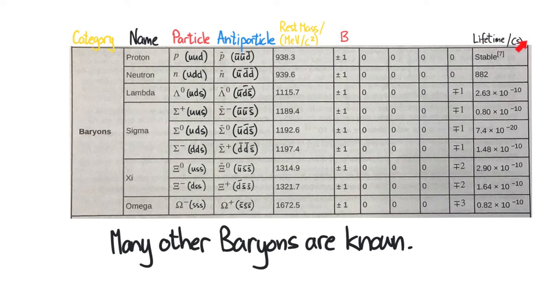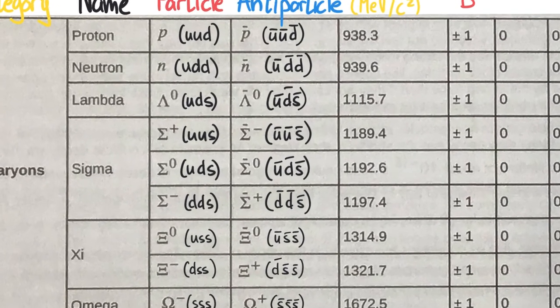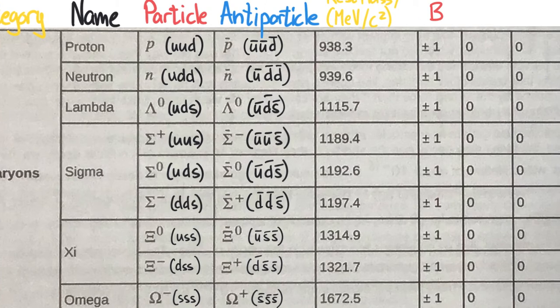And then the lifetime is in seconds, and we can see some of them are very stable, like the proton and the neutron, but some of them hardly exist. They have lifetimes of 10 to the minus 20 seconds, 10 to the minus 10 seconds, so they are almost non-existent. So let's go and look in more detail. We look at the protons and the neutrons.